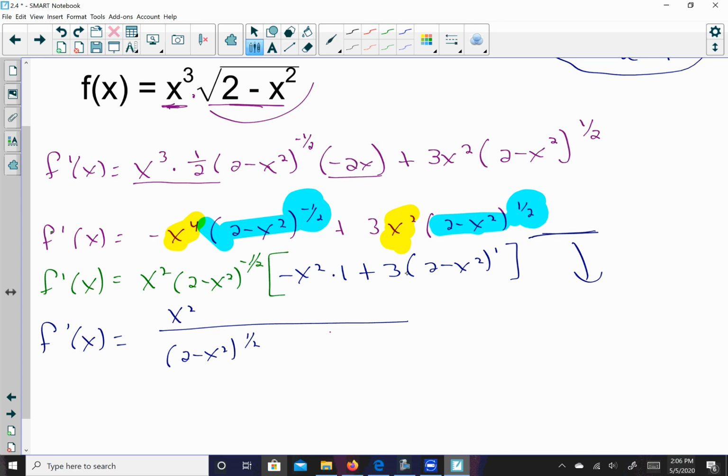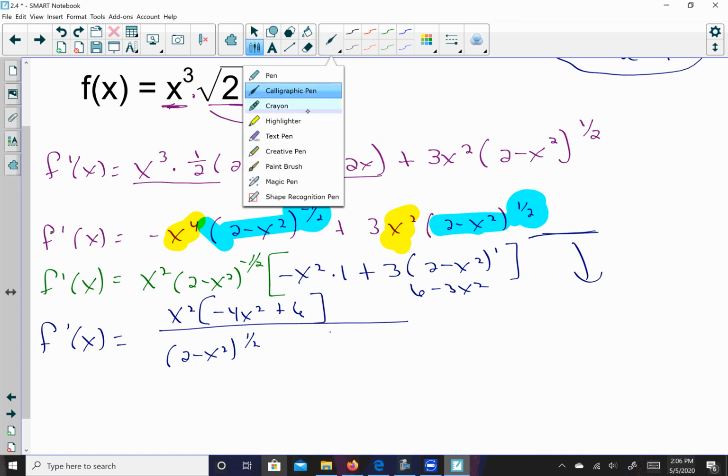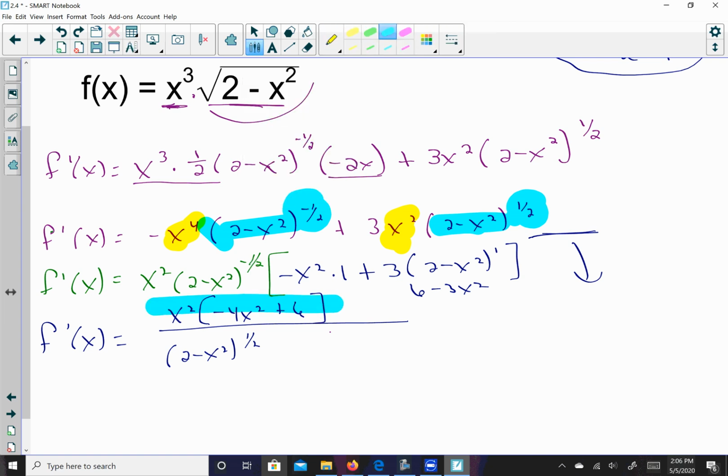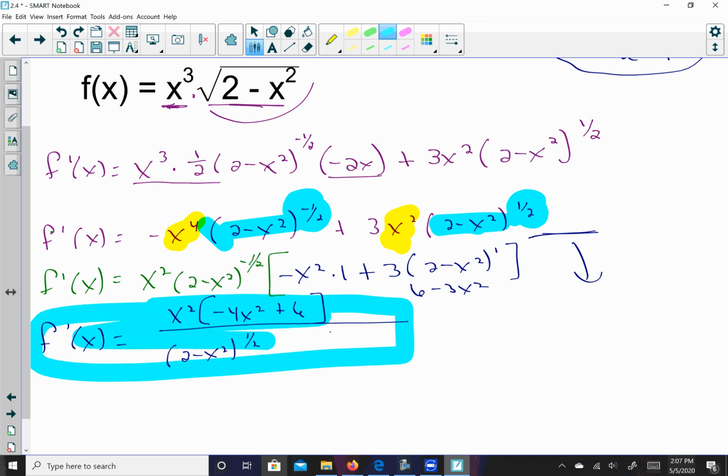Here, if I distribute my 3, I'm going to have 6 minus 3x squared. When I combine my like terms, I'm going to have negative 4x squared plus 6. And this whole thing right here is my derivative. Okay, that wasn't too bad. Let's try another one.